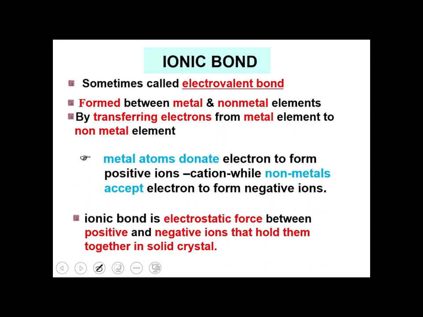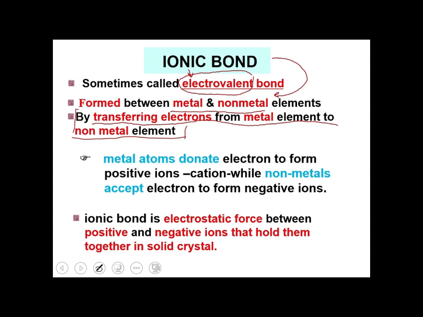Ionic bond. Sometimes we call it an electrovalent bond. Why? Because ionic bond involves the transferring of valence electrons, transferring from metal to non-metal. So when it says like this, it means that the bond is forming between metal and non-metal. You can have one atom which is metal, another atom which is non-metal, bonded together.